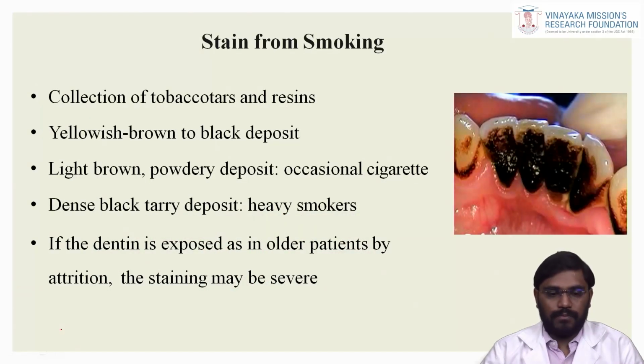Stains from smoking are collections of tobacco and resins. They are usually yellowish brown to black deposits, a light brown, powdery deposit, and occasionally a dense black tarry deposit in heavy smokers. If the dentin is exposed in an older patient by attrition, the staining may be severe.